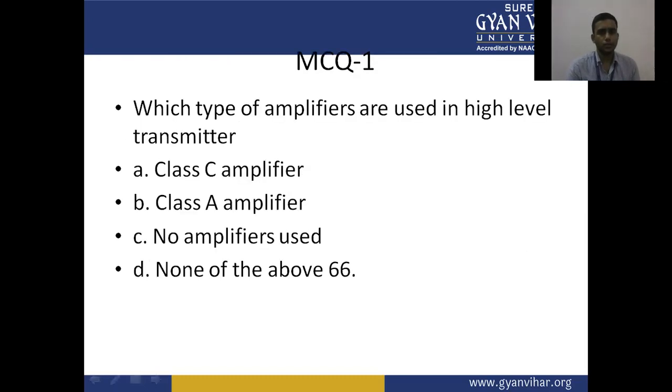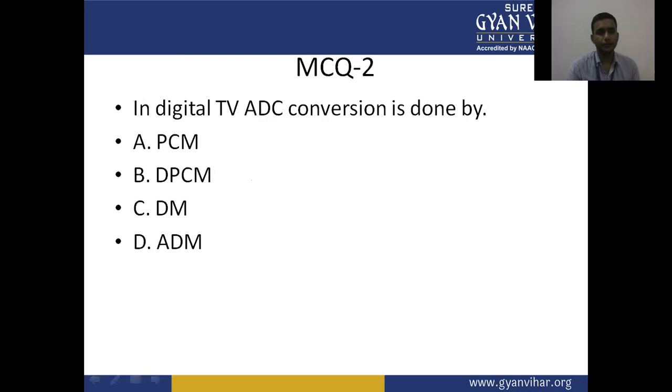First, multiple choice question number one. Which type of amplifiers are used in the high level transmitter? A, class C amplifier, B, class A amplifier, C, no amplifier used, and D, none of the above. In the amplification of the transmitter section, we generally use a high level transmitter, which is known as a power amplifier.